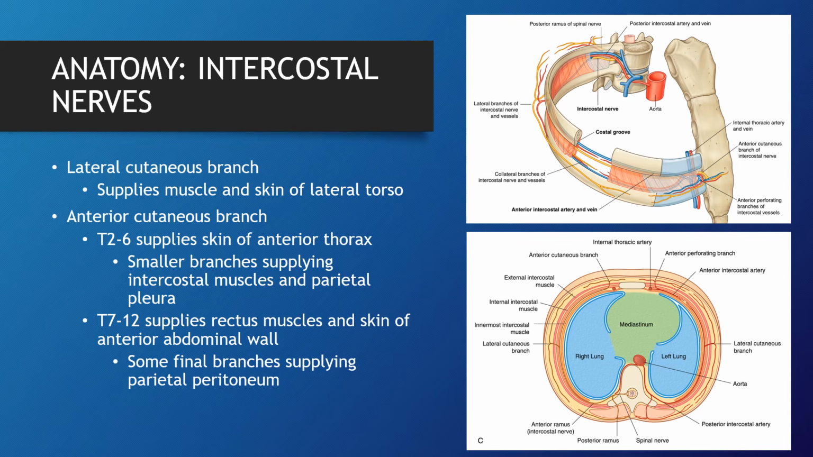Now, the anterior cutaneous branch will continue on, and at the level of T2 to T6, it pierces the external intercostal and pectoralis major muscles, supplying the skin of the anterior thorax, with smaller branches supplying intercostal muscles and parietal pleura. At the level of T7 to T12, the anterior cutaneous branch will pierce the posterior rectus sheath, and this supplies the rectus muscles and skin of the anterior abdominal wall. And then finally, there are some final branches at the level of T7 to T12 that continue on to supply the parietal peritoneum of the abdominal wall, becoming superficial at the linea alba.